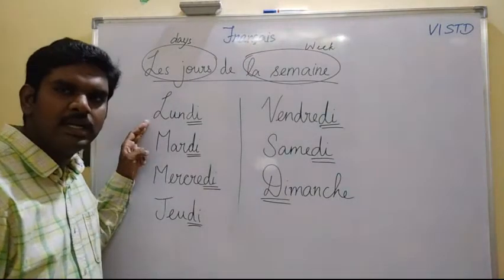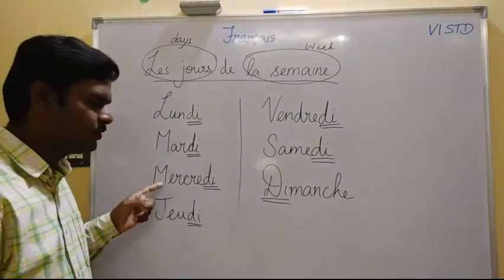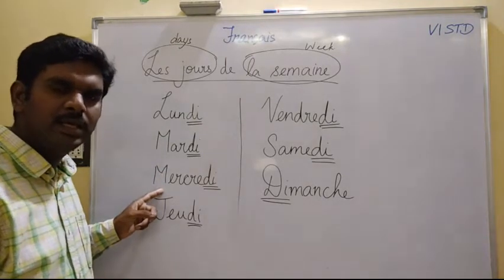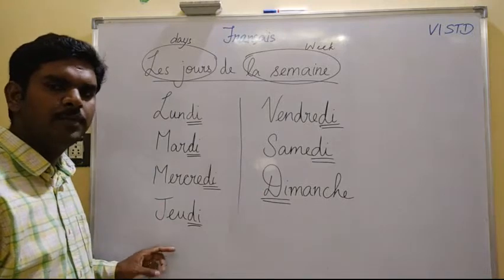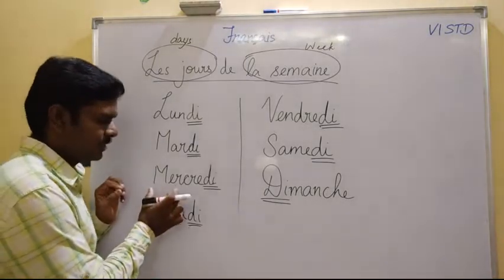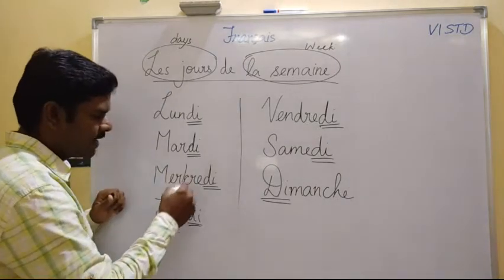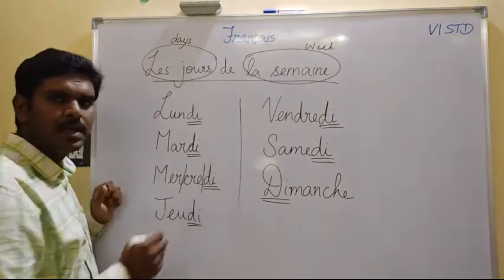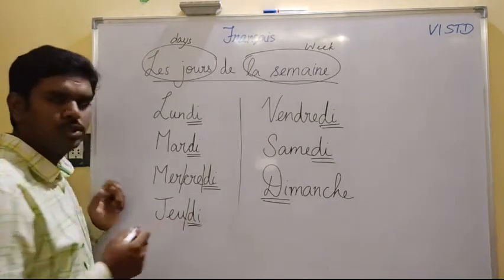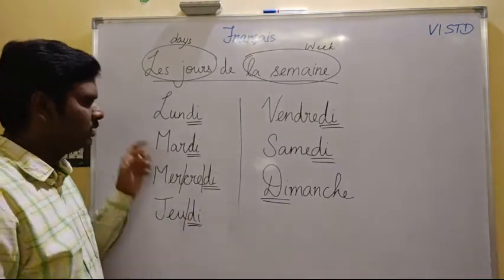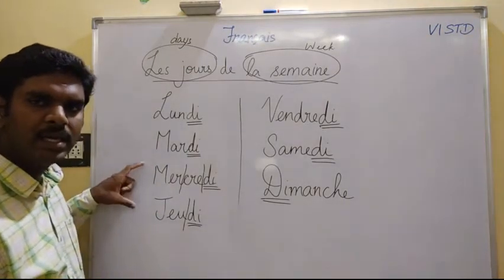So far we have seen lundi, mardi, two words. Now the third word, mercredi, and jeudi. Mercredi, jeudi. So I'll say mercredi. Mer. We can divide it into syllables. Mercredi, mercredi. Jeudi, jeudi, jeudi. Lundi, mardi, mercredi, jeudi.